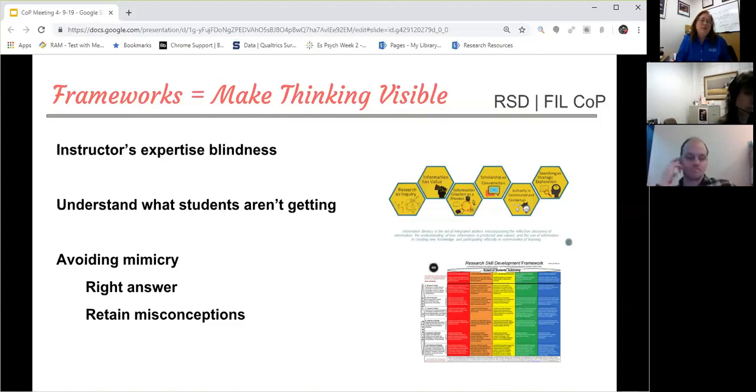The other thing that the frameworks do, by virtue of how we're approaching them, is help avoid students doing this mimicry thing where they just want to give you the right answer. They can mimic what you want to hear maybe, but we're looking at seeing how they're thinking and where their misconception lies, and if they're retaining them even after we teach. So that's what I see the benefits to this being.